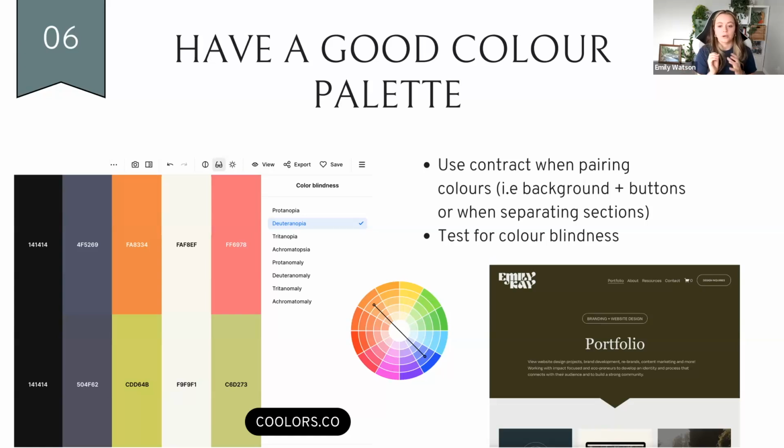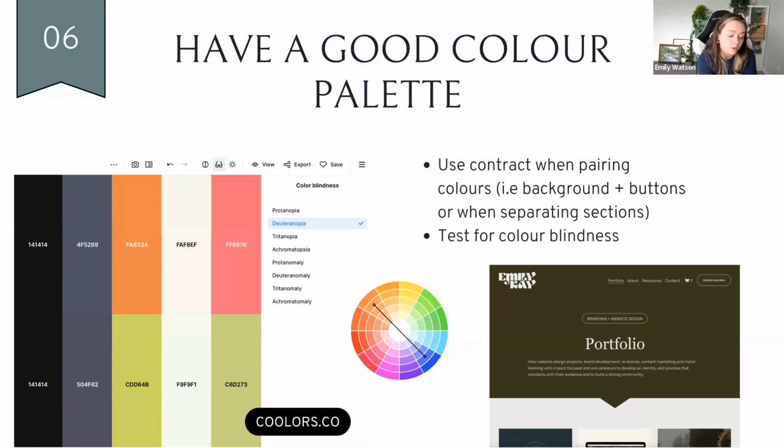Another really important thing about your color palette is testing for color blindness. I find a lot of people don't do this as often, but it's important especially for accessibility. There's a website, and I have it down below. It's called colors.co. You can put in your color palette, and there will be a bar on the side with all different types of color blindness. And you can toggle back and forth to make sure that your colors aren't too similar.